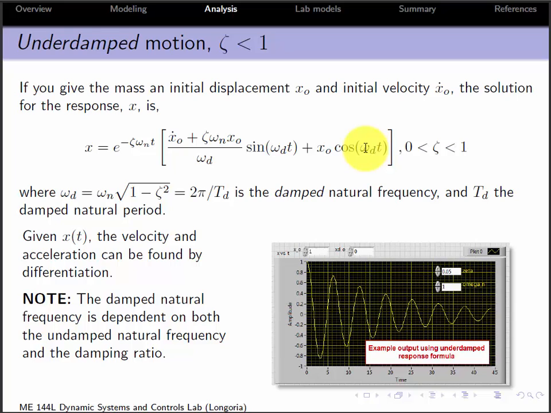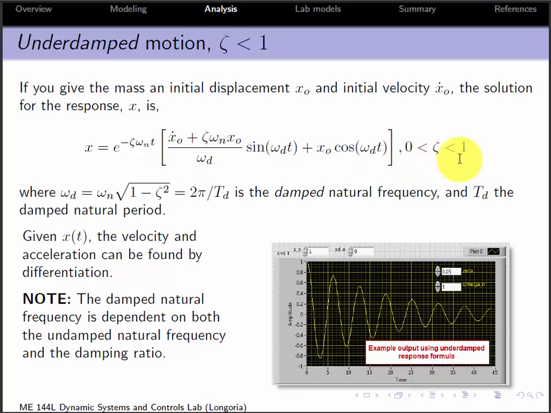And then I'm also allowing to give initial velocity. It's a little bit harder to specify, if you think about it, to know exactly what the initial velocity would be. So a lot of times we'll say we release it from rest and then this is 0. But the exact solution is known.